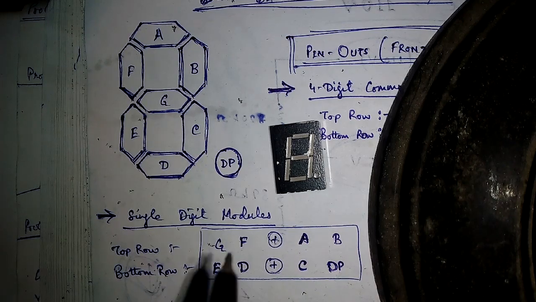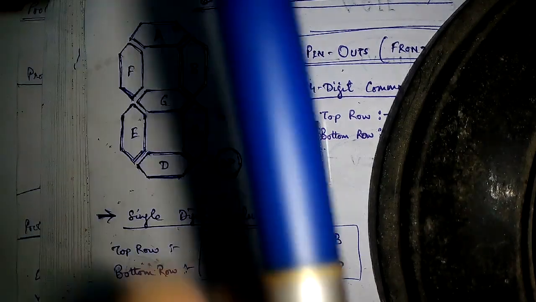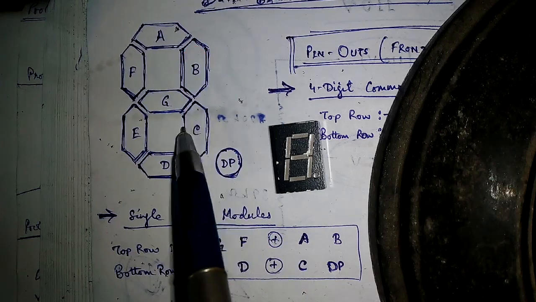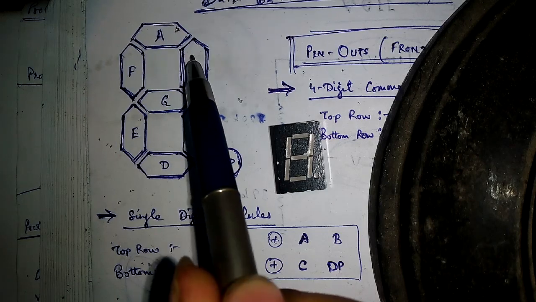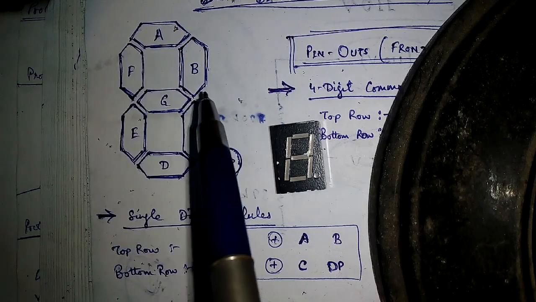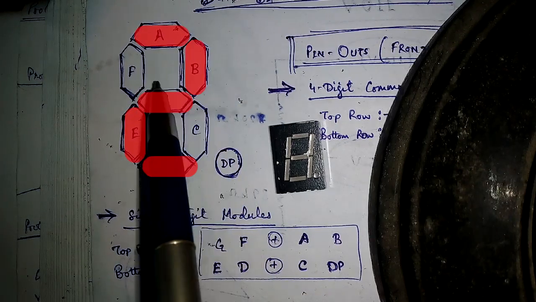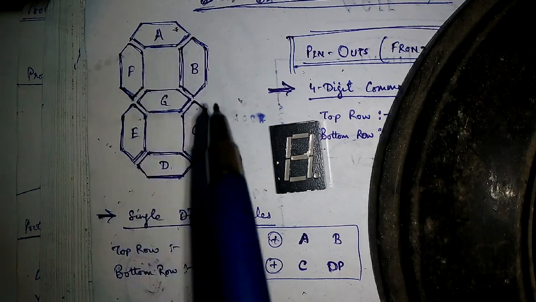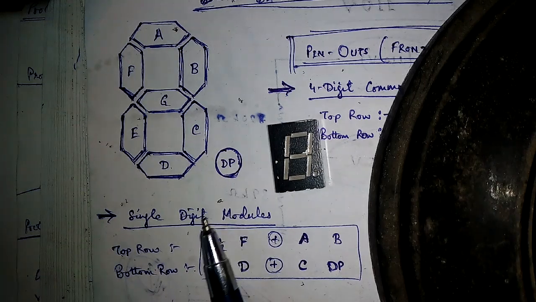So basically now you can understand that if we want to display digit 1, then we have to light up these 2 segments, that means B and C, that will display our 1. And if we want to display 2, then we have to light up A, B, G, E and D. Now you can understand the concepts very clearly, right? Let me show you with my Arduino.